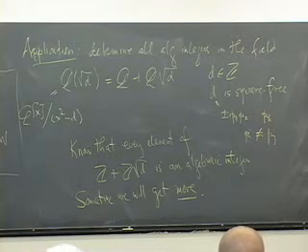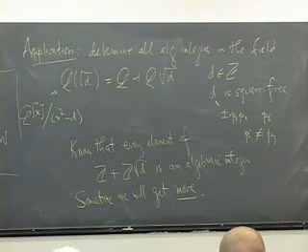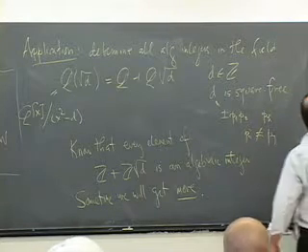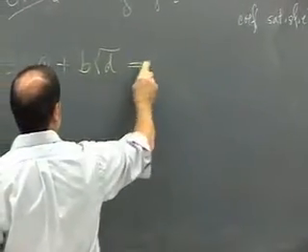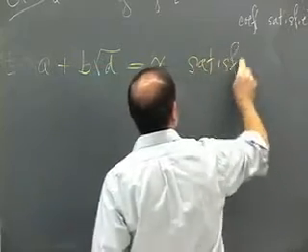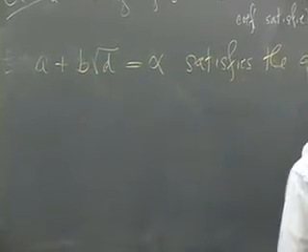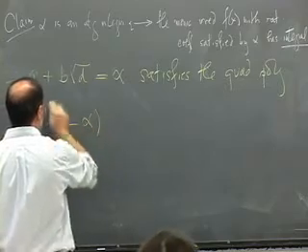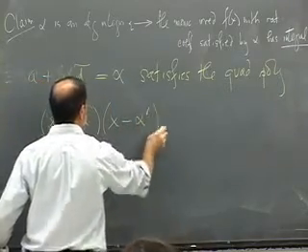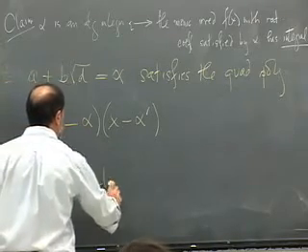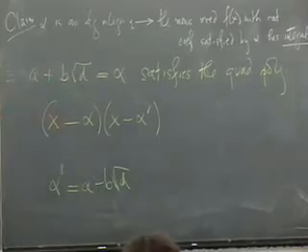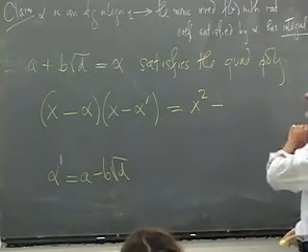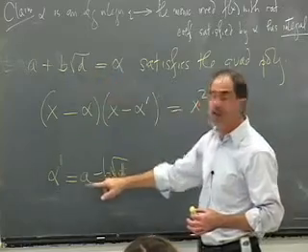First of all, why is everything of the form a plus b square root of d, where a and b are integers, an algebraic integer? I have to write down a polynomial it satisfies. a plus b square root of d, let's call it alpha, satisfies the quadratic polynomial. Well, I'll write it like this: x minus alpha times x minus alpha prime, where alpha prime is a minus b square root of d. It's nice. When you multiply this out, you get x squared minus alpha plus alpha prime times x. But if you add alpha to alpha prime, you just get 2 times a.